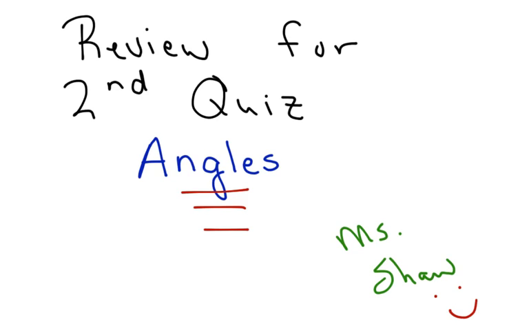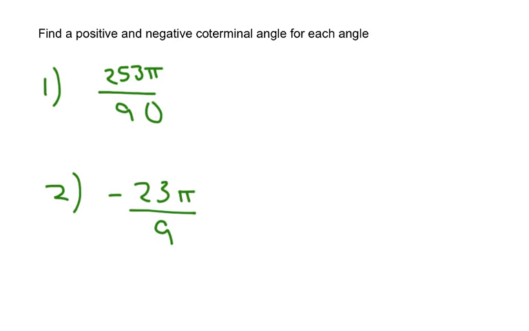Okay, this is your second quiz basically for your cycle 1, and it's regarding angles. You got the handout for it, and I'm going to do a few of the problems for you. You have to find a positive and negative coterminal angle for each angle. Basically, you want angles.